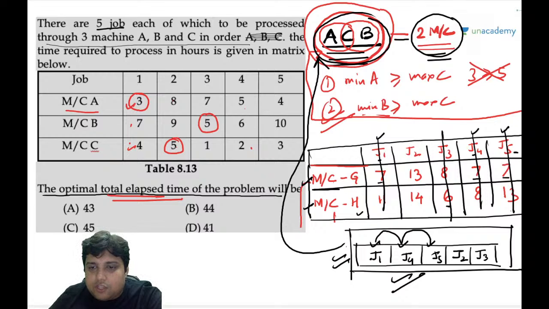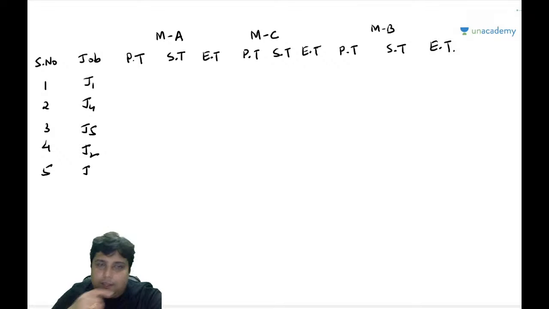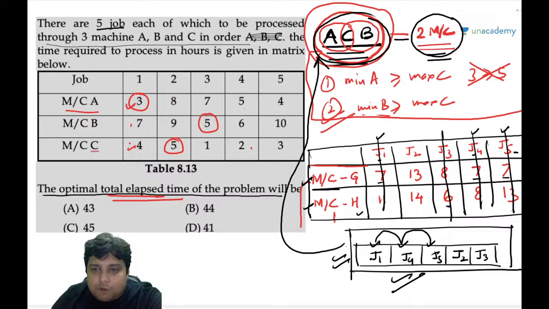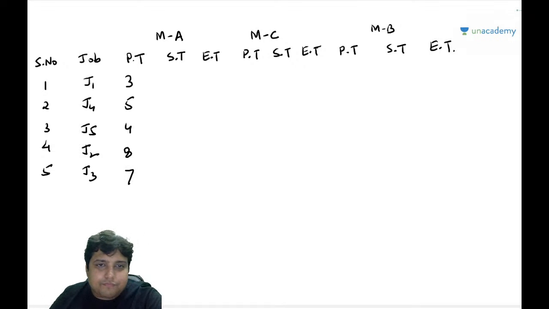The jobs are in the order J1, J4, J5, J2, J3. Let me just write the processing times. For machine A, for jobs 1, 4, 5, 2, 3, that will be 3, 5, 4, 8, 7.